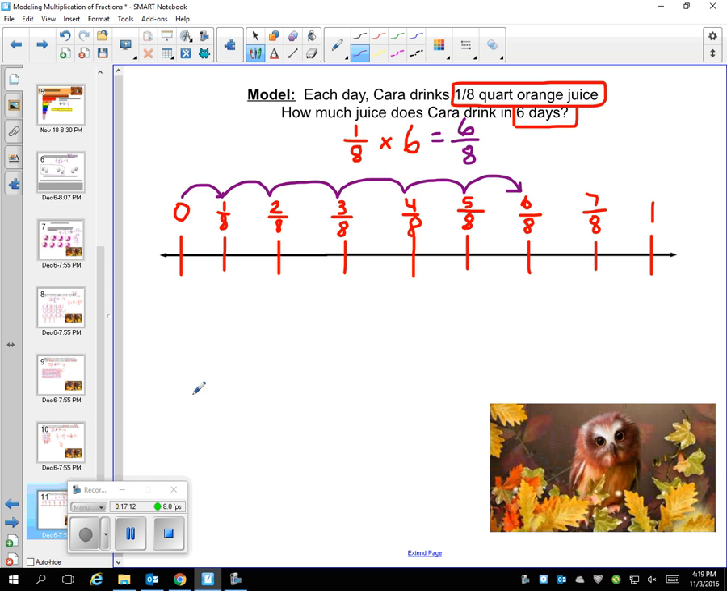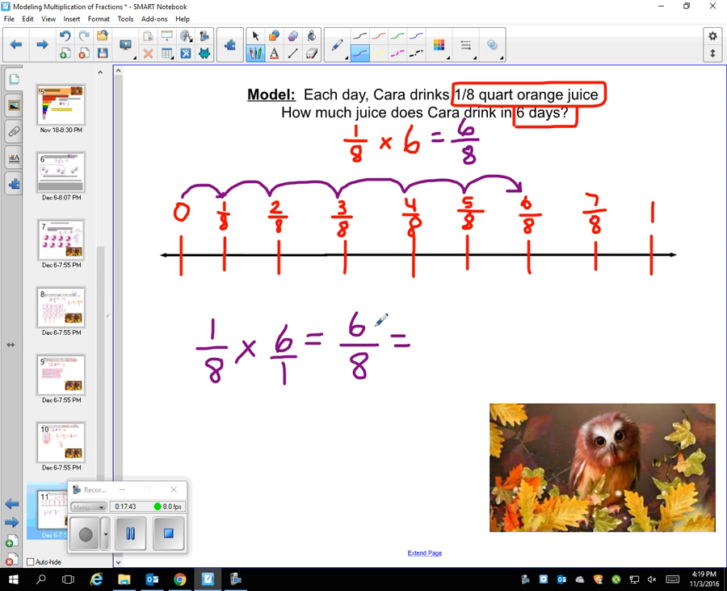Okay, I'm going to take that problem down here, and I'm just going to show you a little something. 1/8 times 6 equals 6/8. Let's write this whole number 6 as a fraction. 6 wholes. 6 over 1. Now let's multiply straight across. 1 times 6 is 6. 8 times 1 is 8. Multiplication. Let's simplify this.